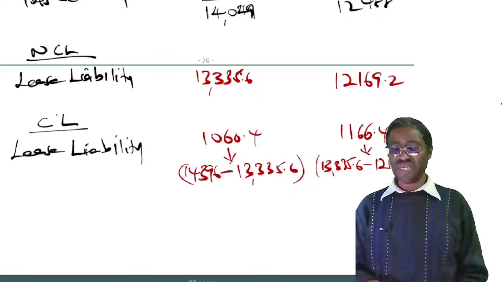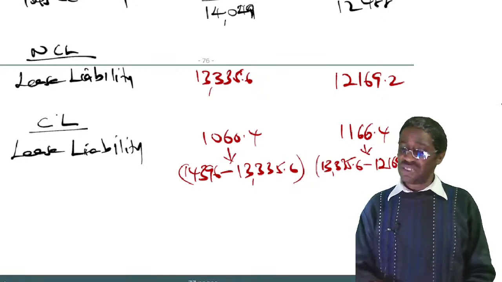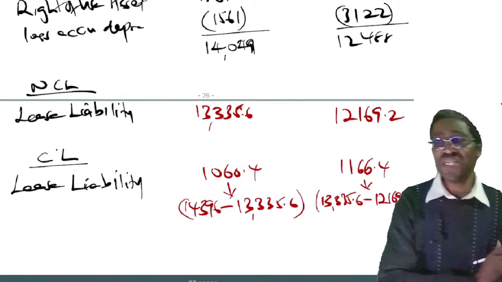So you can copy this section now. We had copied the asset section. Now you can copy the liability section.